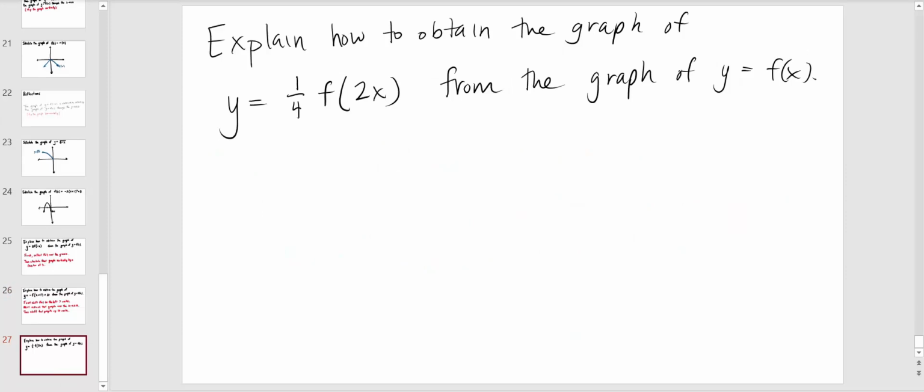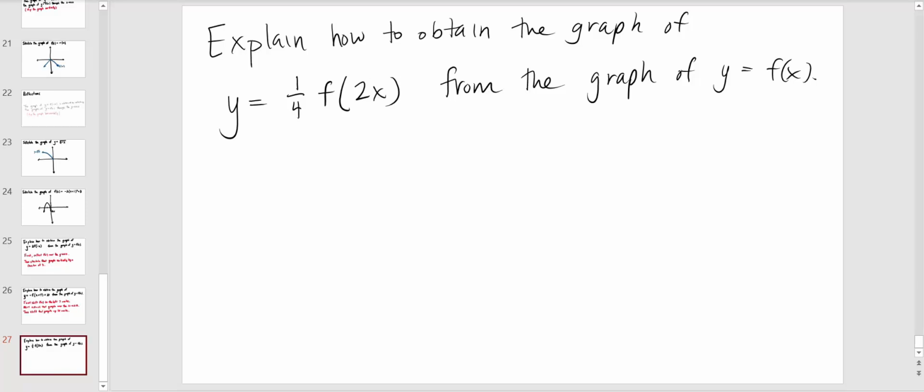One more. Why don't you try this one first? Explain how to obtain the graph of y equals 1/4 f of 2x from the graph of y equals f of x. Pause the video and write those out. It turns out in this example it doesn't matter what order you apply these in, but we're going to go with the order of operations here.